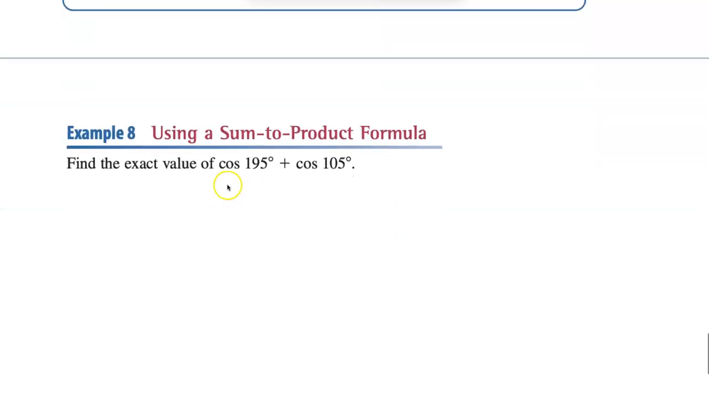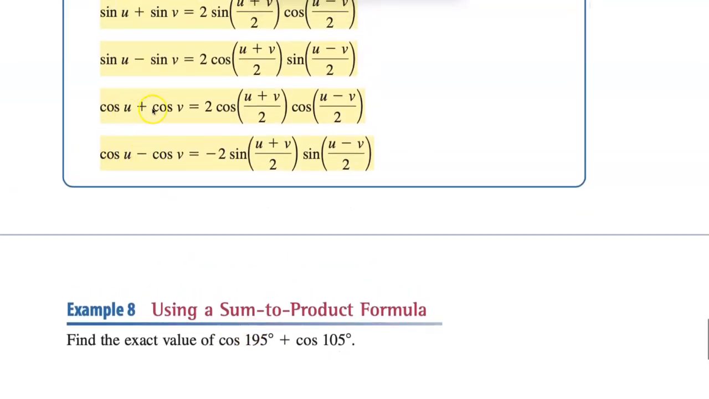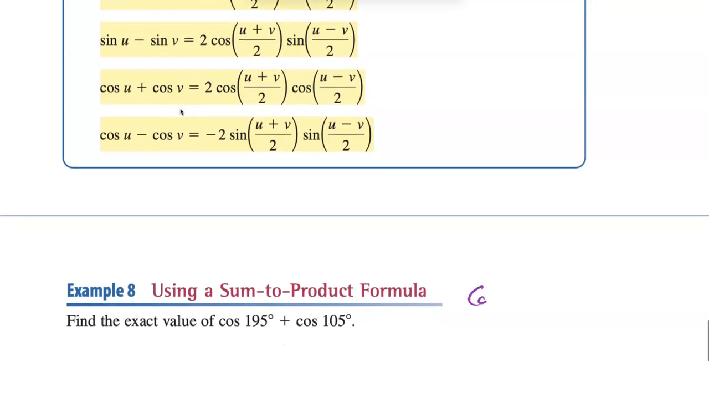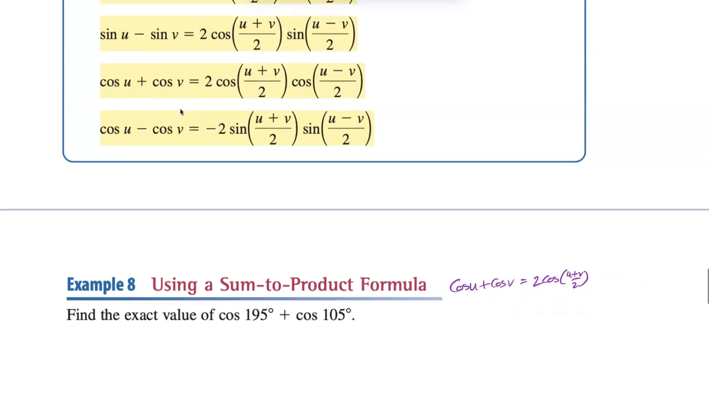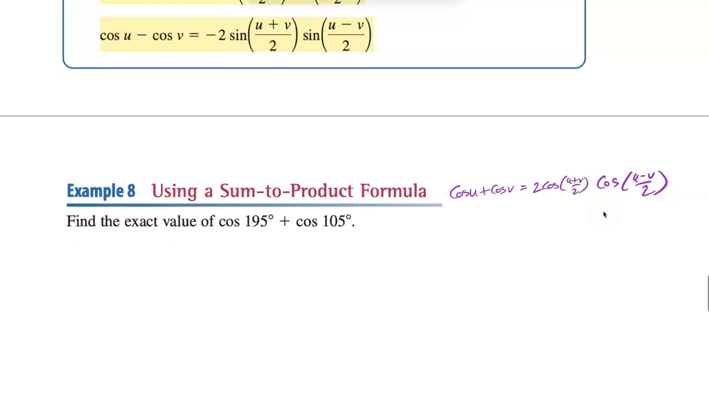So here's an example. We're going to find the exact value of cosine 195 plus cosine 105. So again, we just have to find the formula that works. That's this one. So the formula is cosine u plus cosine v is 2 cosine of u plus v over 2, times cosine of u minus v over 2. So that's from a sum to a product. All we do is type it in the way we see it.